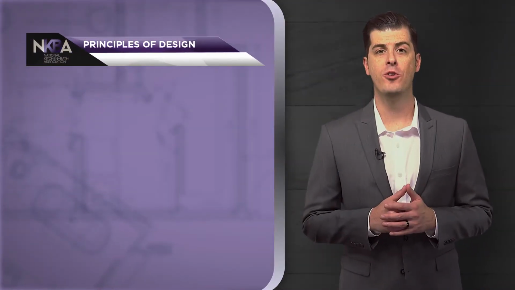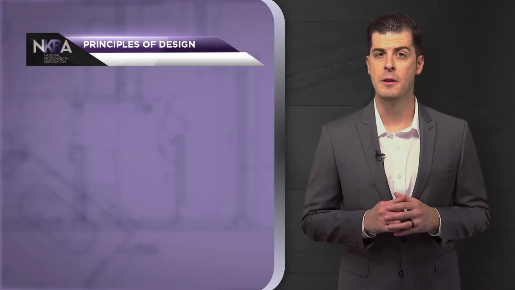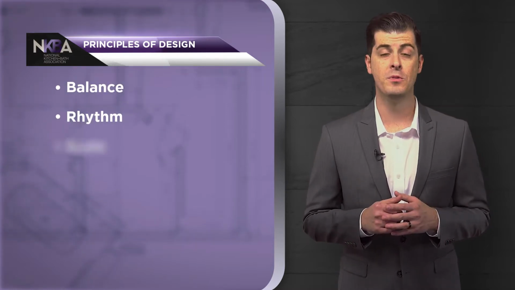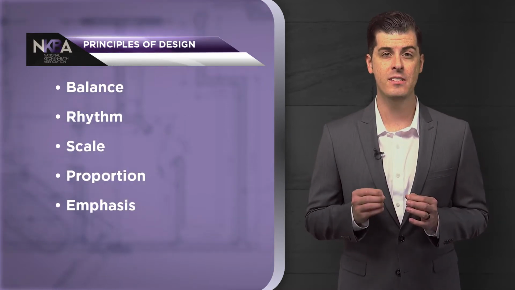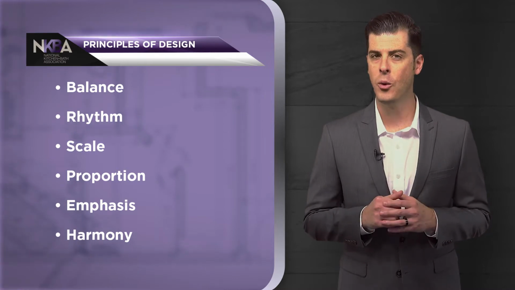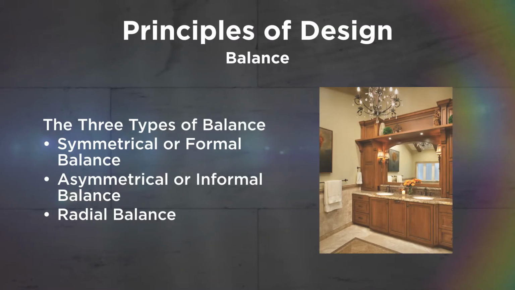The next chapter addresses the 6 principles of design: balance, rhythm, scale, proportion, emphasis, and harmony. Let's go over each. There are 3 types of balance. Symmetrical is a more formal type of balance, while asymmetrical is more informal. Radial is the least common type of balance found in kitchen and bath projects. Let's take a look at some examples of these 3 types of balance.